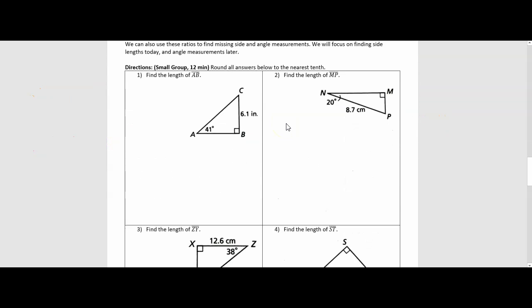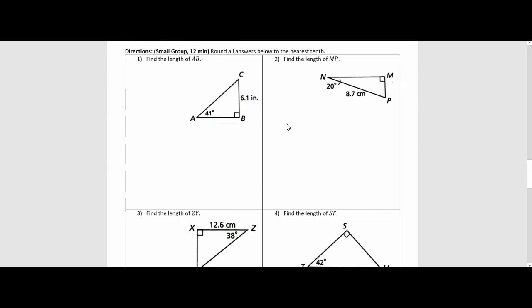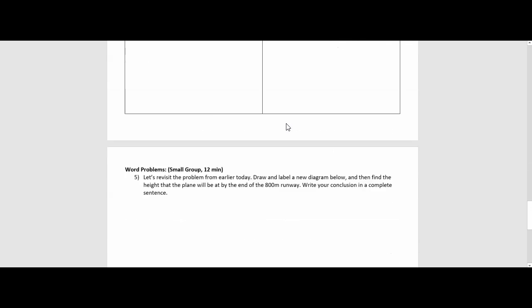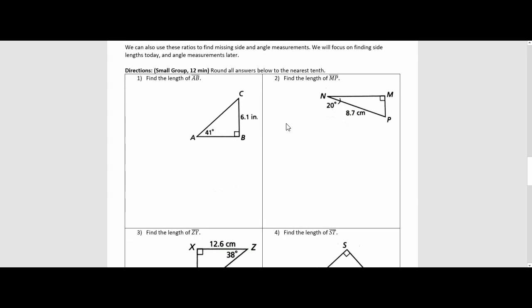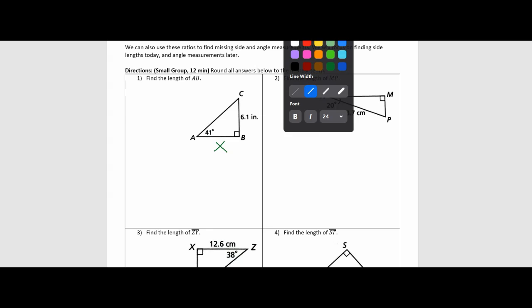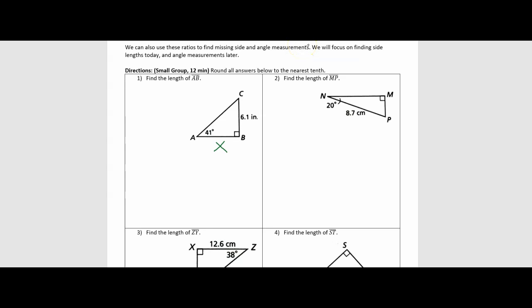So let's jump down here. Let's do, I guess we can do a couple of these. We'll do 1 and 2. So we're going to try to find the length of the missing side, or the one that they tell us to. So for number 1, we're trying to find the length of side AB. So I'm going to label that as X. Now notice that they give you an angle measurement here. We're going to use 41 as our reference angle. So before I set up an equation, I want to label the sides based on this reference angle 41.